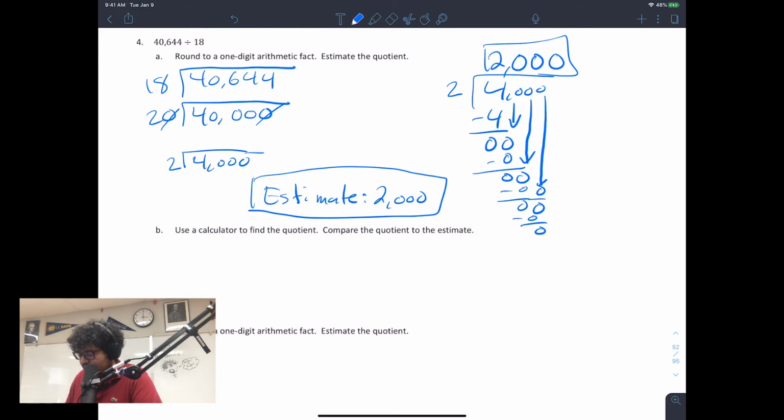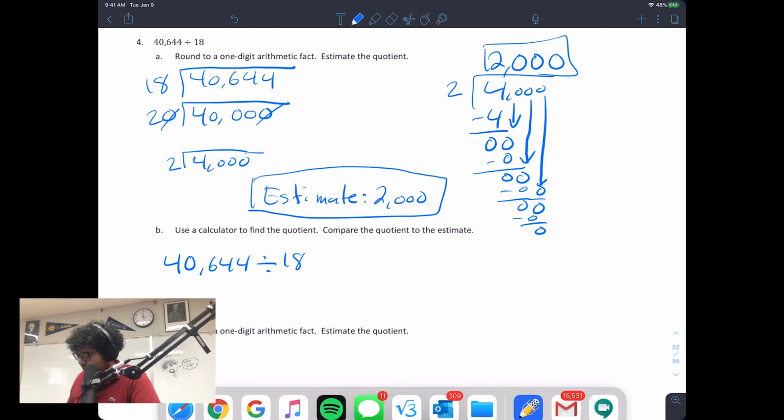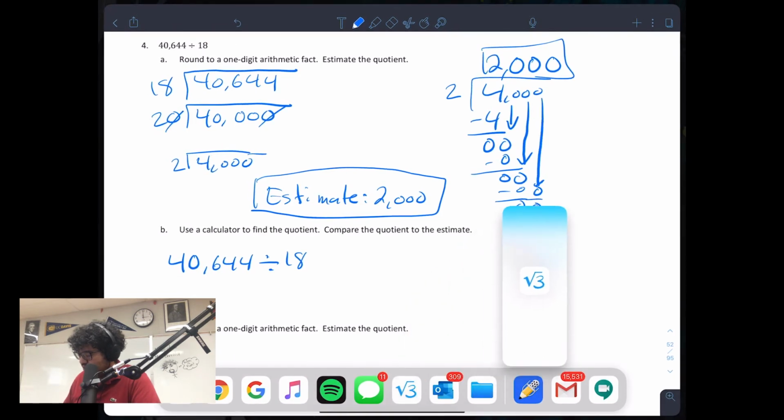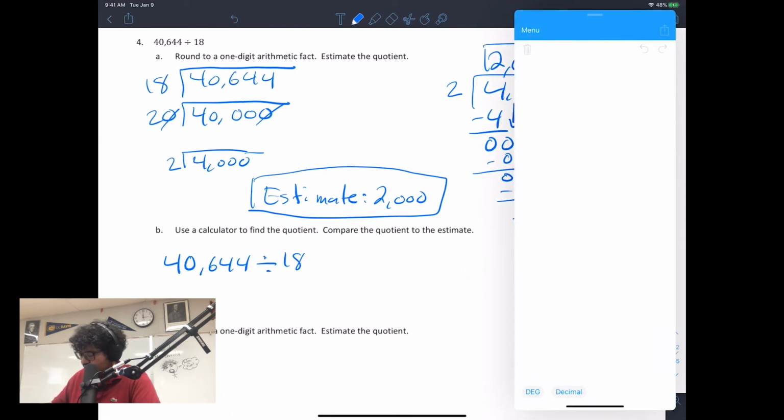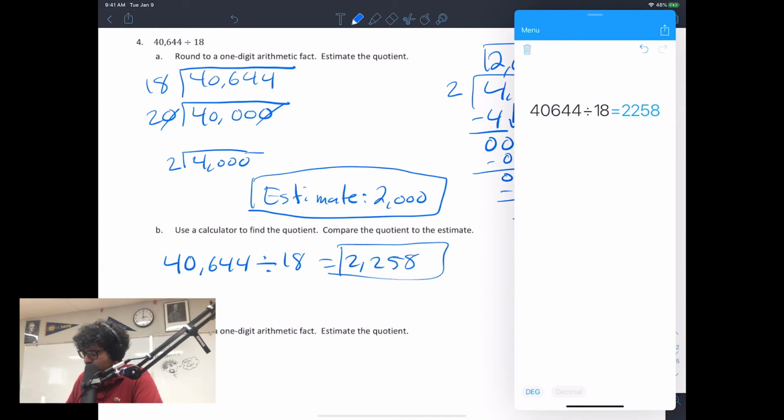So once again, I am actually dividing 40,644 by 18. So let's bring up a calculator. Okay, let's open it up. And we have 40,644, and that's going to be divided by 18. And what do we get? We get 2,258. This is the actual quotient.